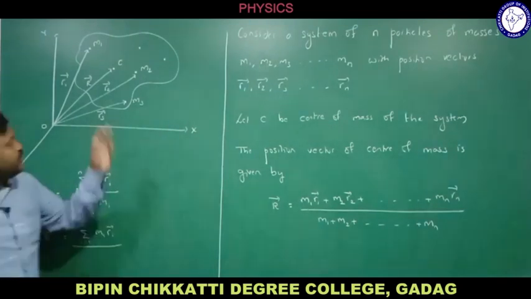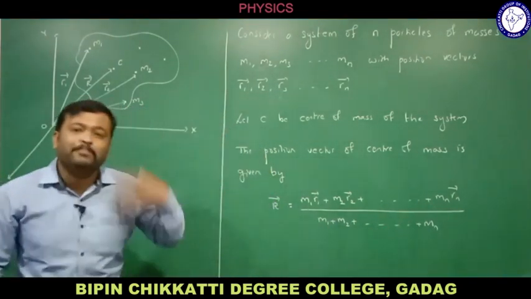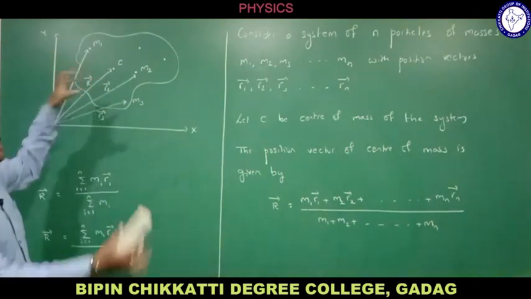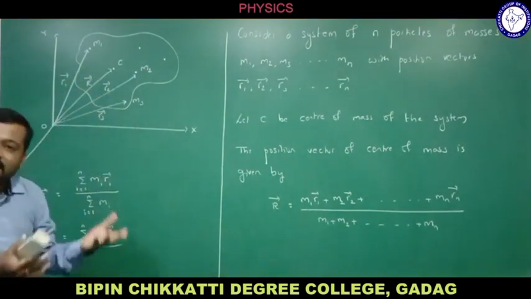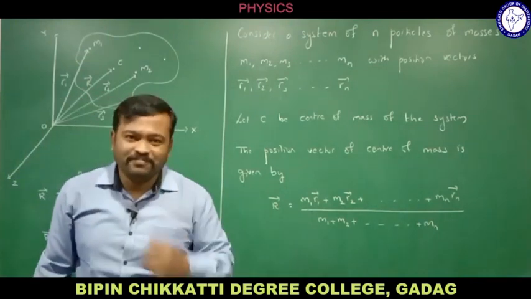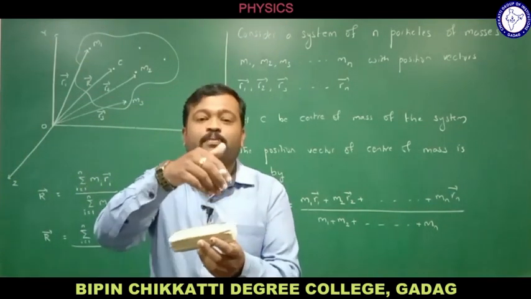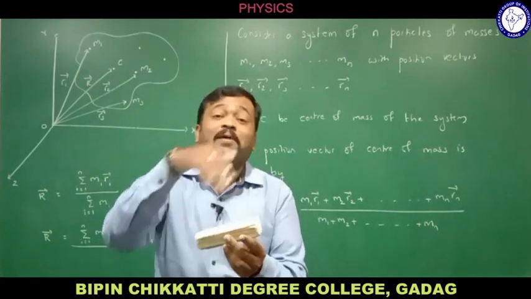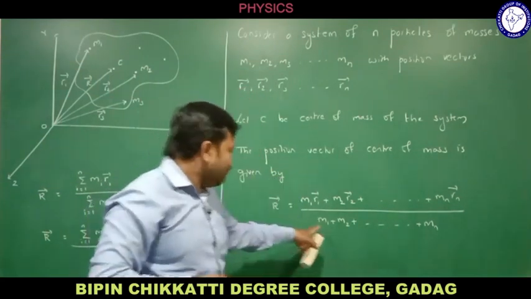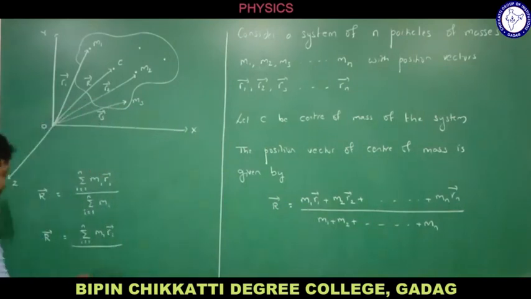Summation of mi, the mass of all the particles of the system. If I calculate the mass of all the particles of the system, that itself is nothing but the mass of the system. So what is the mass of the body? The mass of the body will be equal to the sum of the masses of all the particles in the body. Let me write it as capital letter M. What does capital letter M denote? Capital letter M means the mass of the system here.